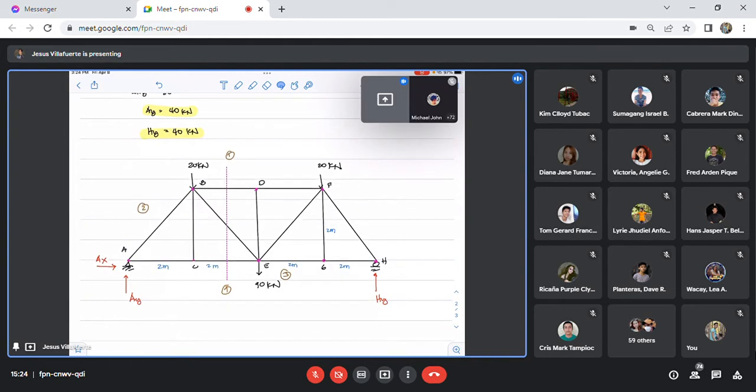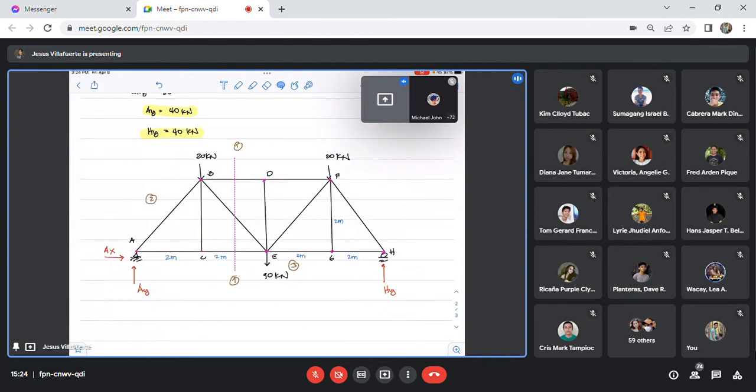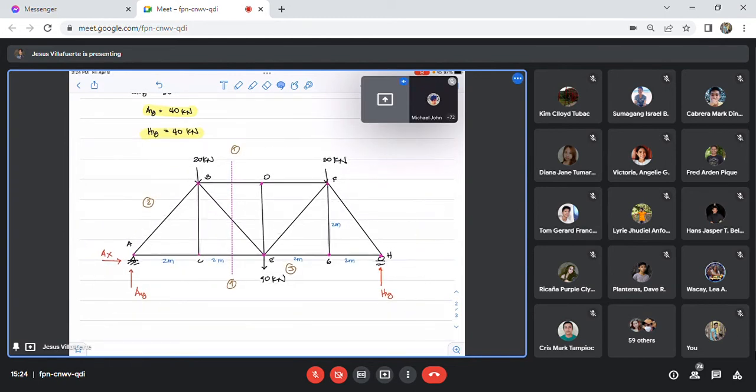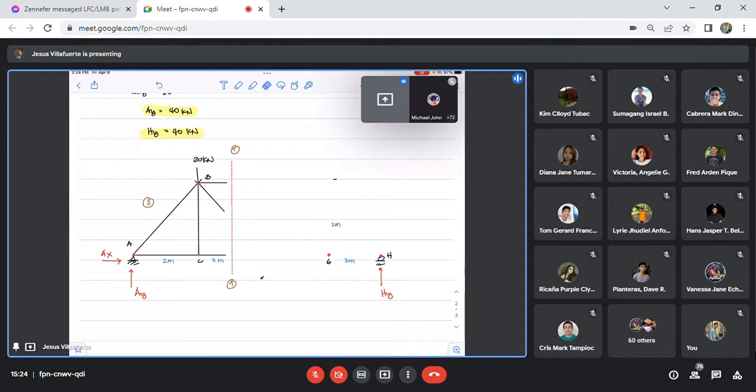So again, this is now the free body. I'm now drawing the free body diagram. I will just cut this section right here. I will do a partial cut. So I use the left section, but you can also use the right. It doesn't matter, as long as you use the same one.